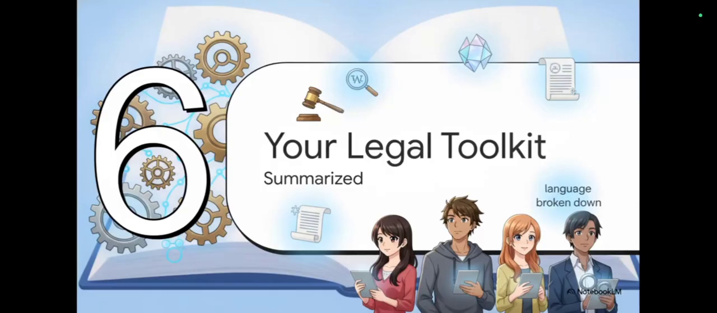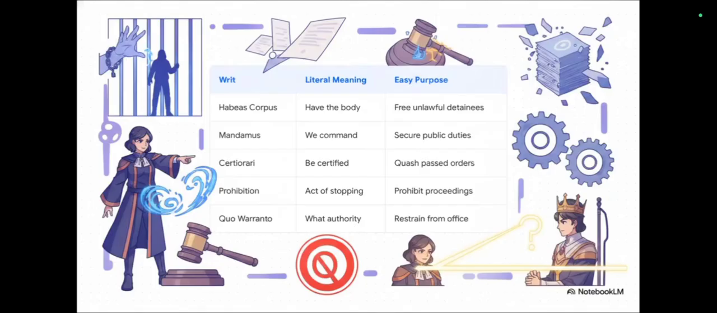Section 6. Your legal toolkit summarized. So the crucial point here is that you really don't need a fancy law degree to understand the mechanics of justice. You just need to break the language down. Let's review. We've taken that super intimidating textbook page from the very beginning and turned it into an easy bilingual cheat sheet. 5 essential tools.